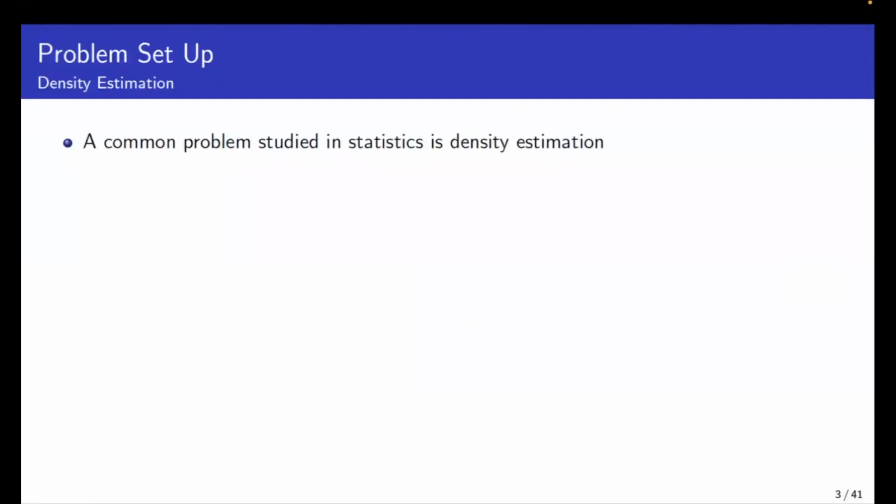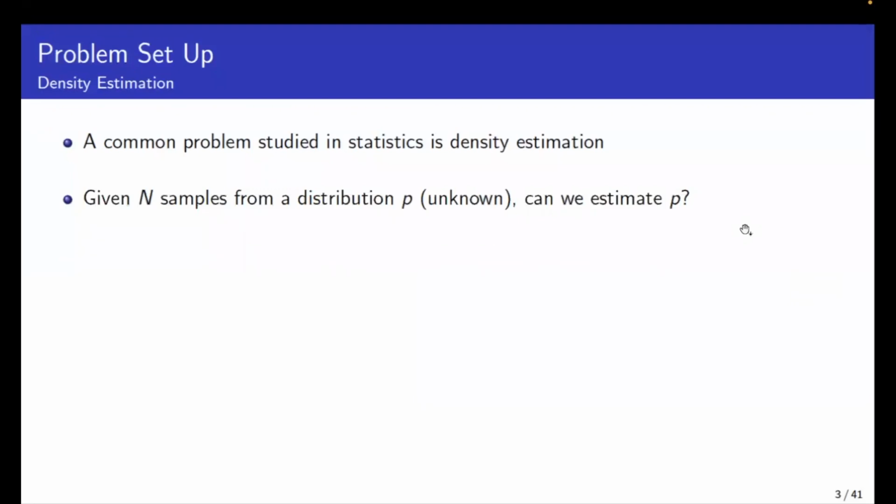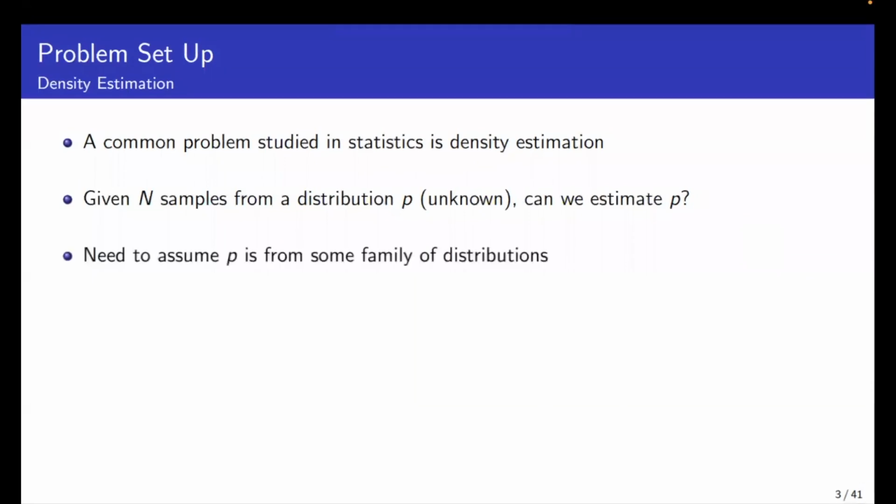So, okay, to begin, a very classical problem in statistics is what's known as density estimation. Formally, what this asks is, suppose I give you n samples from some unknown distribution P. Can we estimate what this distribution is, or the density of this distribution? Well, in order to have any hope of solving this problem, we need to assume that P lies in some family of distributions. And this is information that a priori you may not have if you're just given, say, a bunch of data.